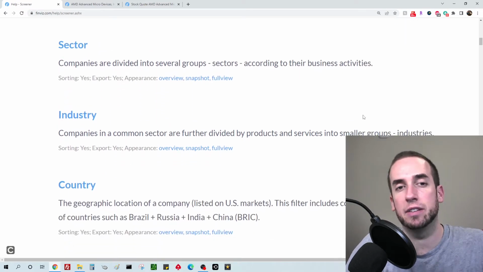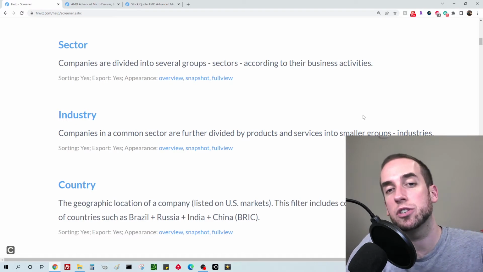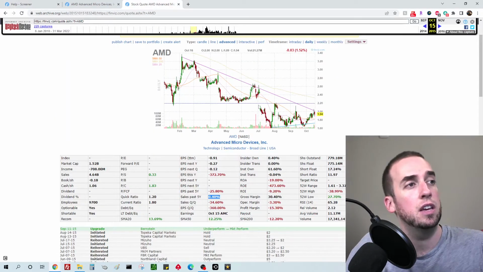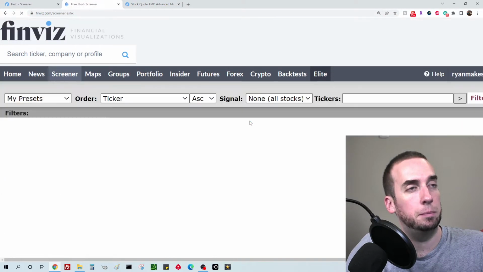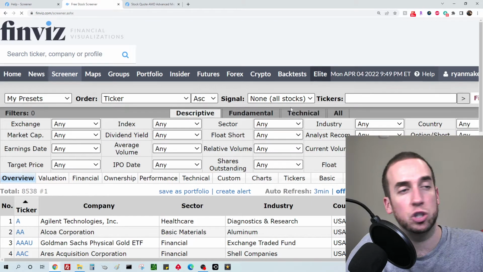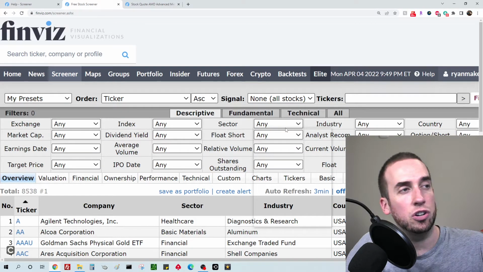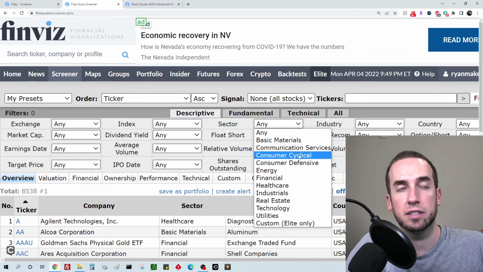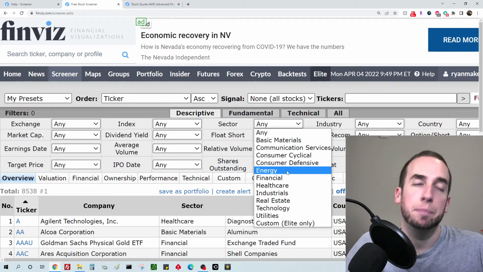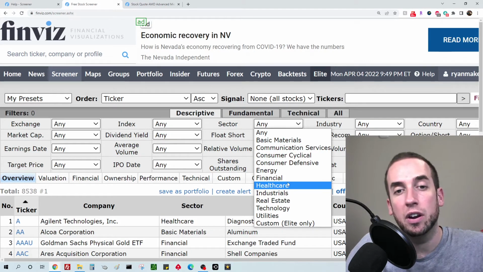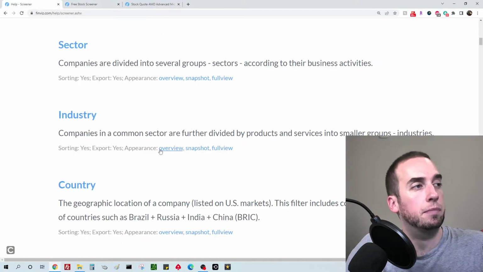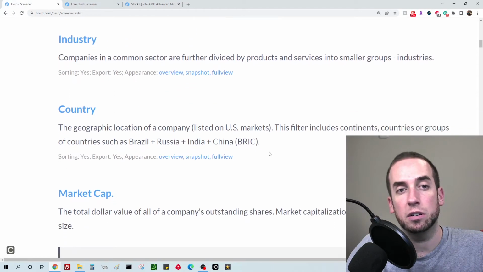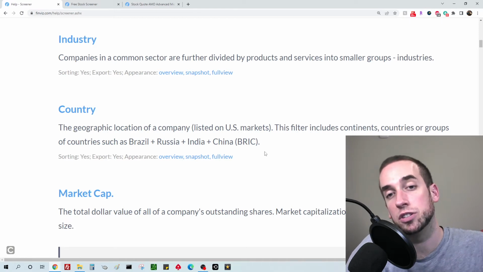Sector. Companies are divided into several groups, sectors, according to their business activities. So let's just take a peek at what that means really quick. So when we look at sectors, we have basic materials, communication services, consumer cyclical, consumer defensive, energy, financial, healthcare, industrials, real estate, technology, and utilities.